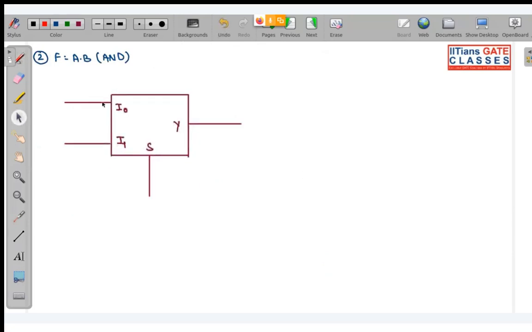How are you going to implement an AND gate using a 2 cross 1 mux? Do it very quickly and tell me what should be the selection line, what should be I0 and I1. Show me the last slide, sir, I have to note it down.